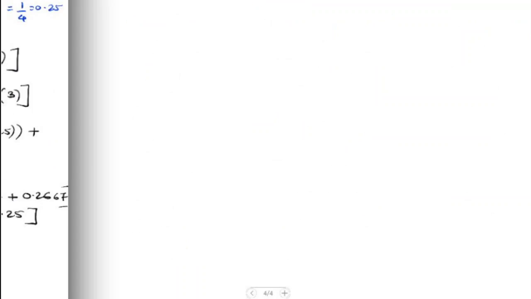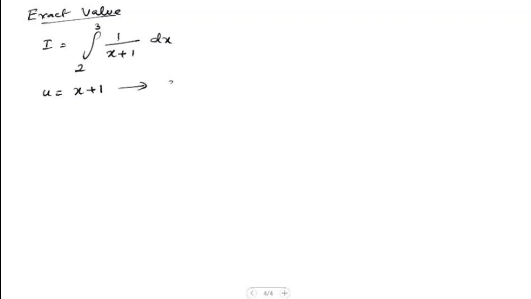Now the second part of the question asked us to find the absolute relative true error. So for that we need to first find the exact value of the integral. So we have to integrate from 2 to 3, 1 over x plus 1 dx, and let us say that u is equal to x plus 1. So du by dx will have 1, and then we can take this dx to the other side. So we can say that du is 1 times dx, which is dx.